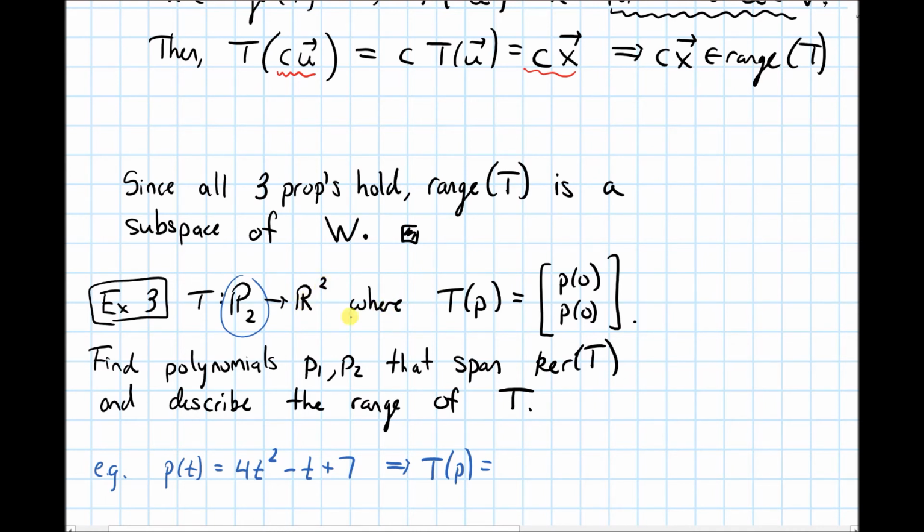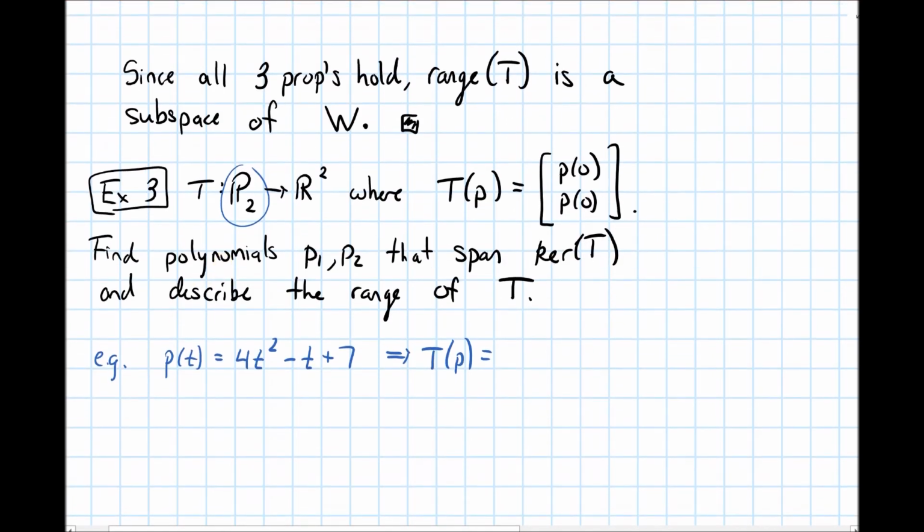So the way that this transformation is defined is T inputs a polynomial, and what it outputs is a vector with the entries P of 0 and P of 0. So I want to find polynomials p1 and p2 that span the kernel and describe the range of T. So to get a feel for what this transformation does, I want to do an example. So let's say I have the polynomial p of t, which is equal to 4t squared minus t plus 7.